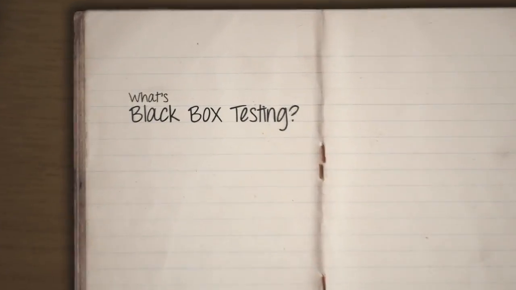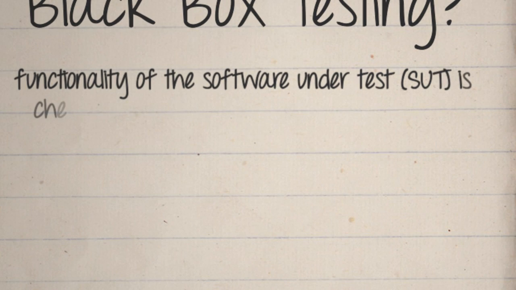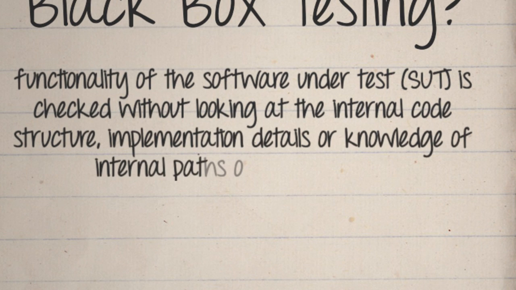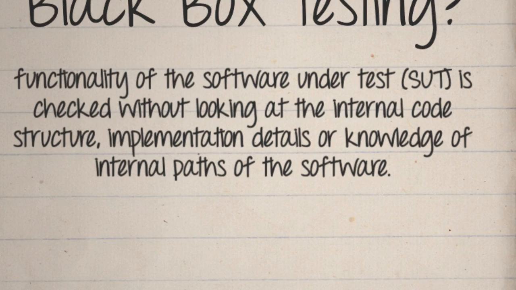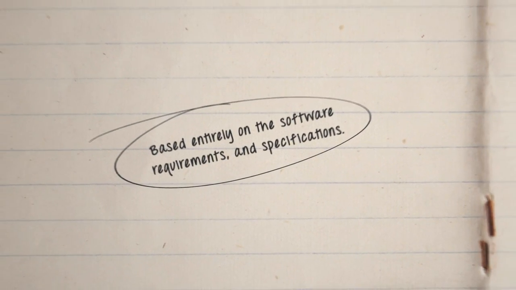What is Blackbox testing? In Blackbox testing, functionality of the software under test is checked without looking at the internal code structure, implementation details, or knowledge of the internal parts of the software. This type of testing is based entirely on the software requirements and specifications.